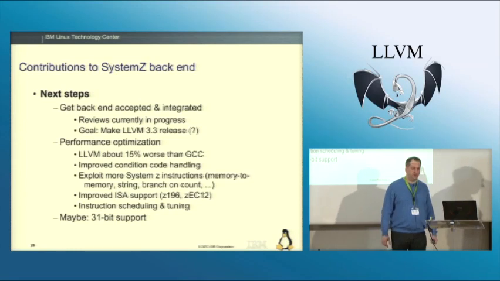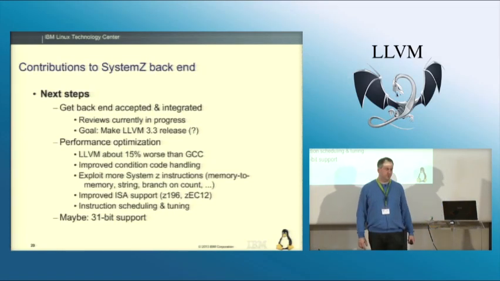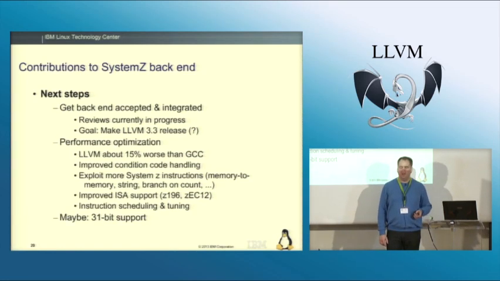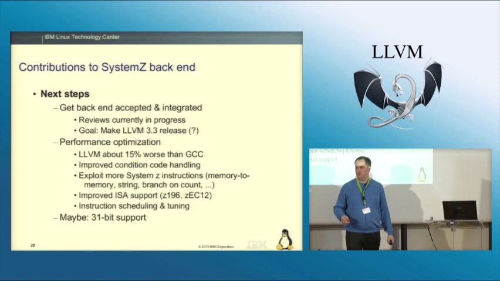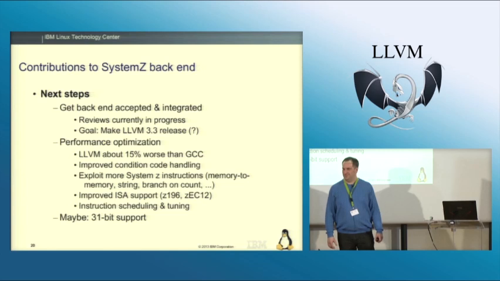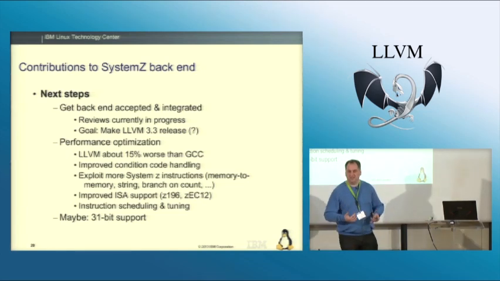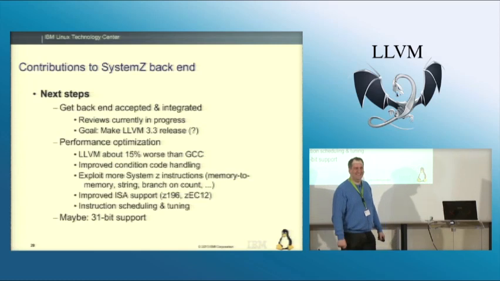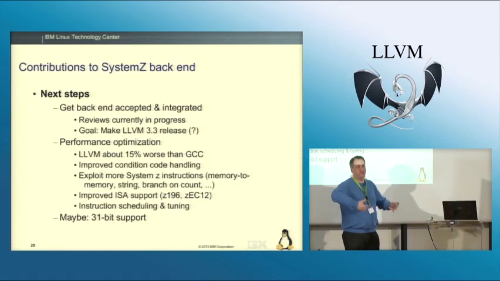And of course, all the usual things like instruction support for the current processors, instruction scheduling, tuning, all that kind of stuff. And maybe at some point, 31-bit support. It's not 32, it's 31-bit because mainframe is special. The reason why it's 31-bit is because the 1-bit tells you it's not the 24-bit support. This is an architecture that goes back to the 1960s, and code from the 1960s still runs.